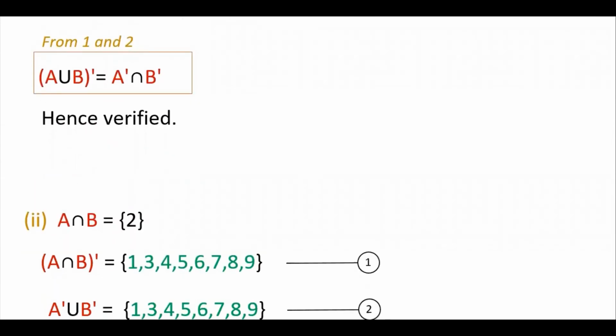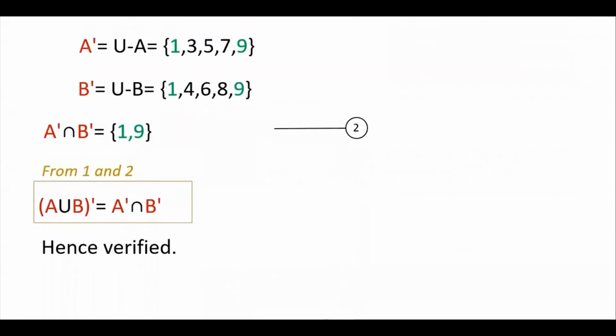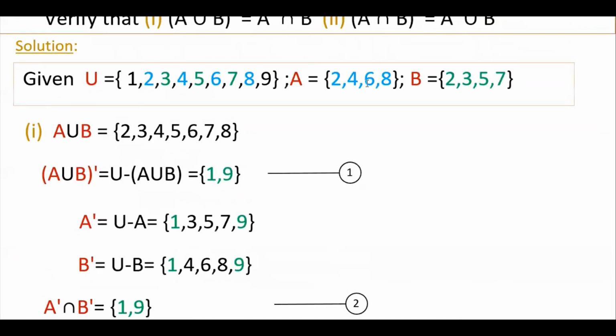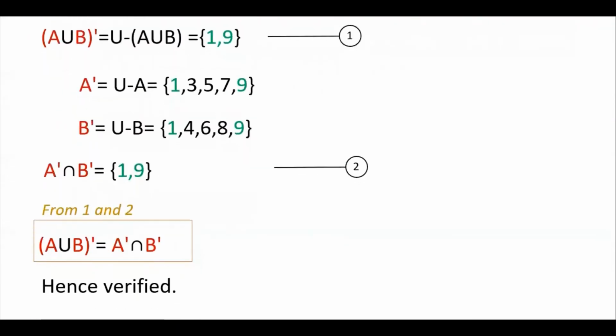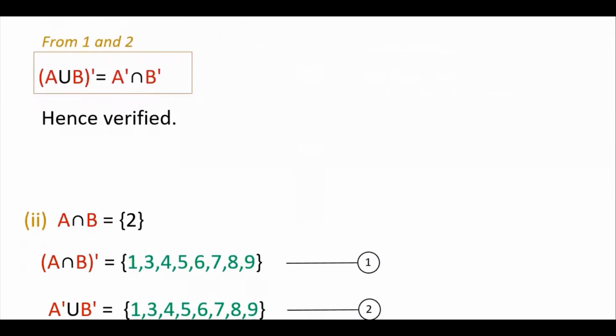So the intersection of A and B. So you can see here the A and B sets. So only one element is common. So 2 is the common element. So A intersection B is equal to 2. And next one, the complement of A intersection B is equal to, you have to exclude this element from the universal set. The remaining are 1, 3, 4, 5, 6, 7, 8, 9.